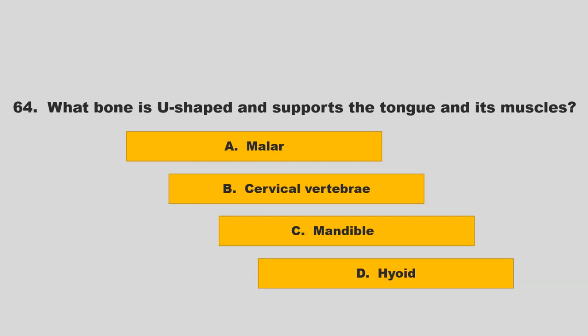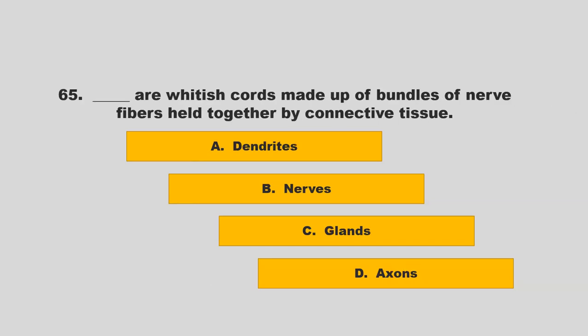What bone is U-shaped and supports the tongue and its muscles? Malar, cervical vertebrae, mandible, hyoid. If you chose D, hyoid, you are correct.